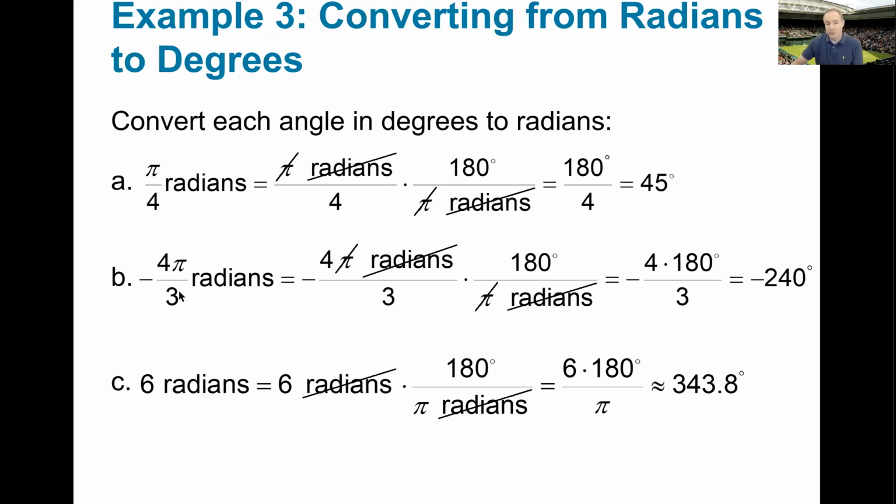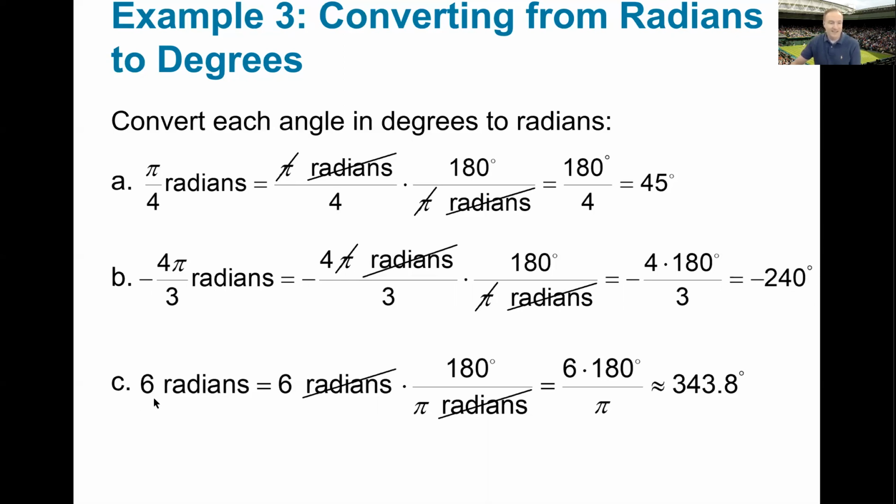If I have negative 4 pi over 3, well, I take that, I divide by pi, multiply by 180. You say, well, that's just going to be negative 4 times 180 degrees over 3. I think of that as 180 over 3 is 60. 4 times 60 is going to be 240. And of course, I keep the negative sign and the degree sign up here.